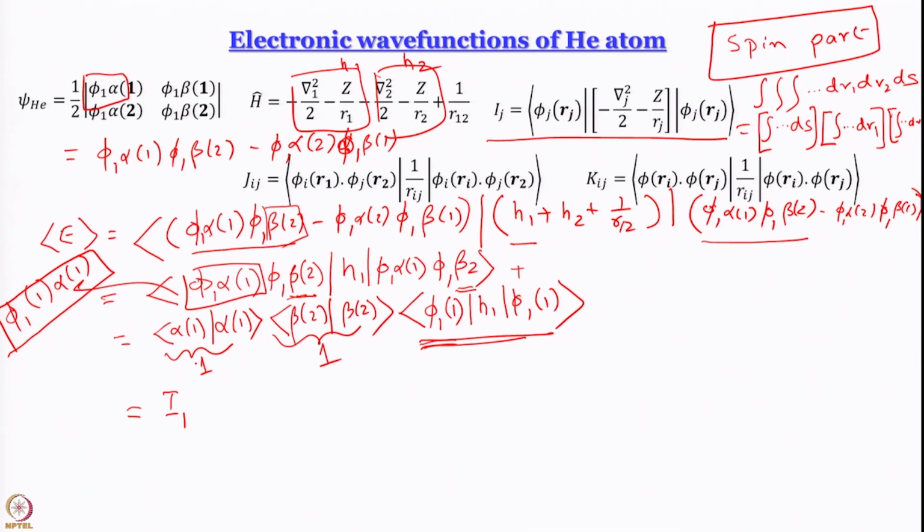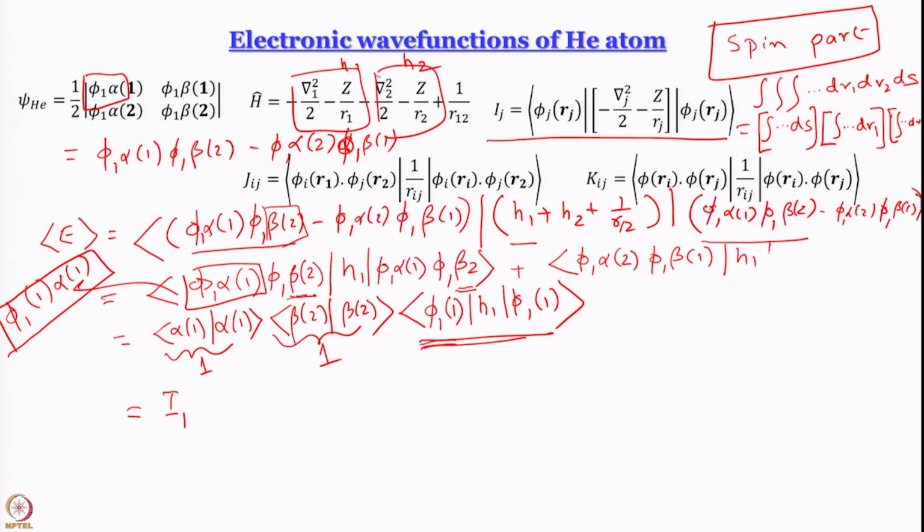Let us take something else. What is the second integral going to be? Second integral is going to be say, I will take this one, minus phi 1. So, second one will be minus phi 1 alpha 2 phi 1 beta 1 h 1, then I will take this minus. So, minus minus, it will become plus, and the integral will be something like phi 1 alpha 2, phi 1 beta 1, what did I say I will take, h 1 or h 2, let us take h 1.